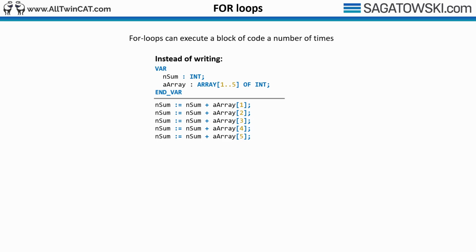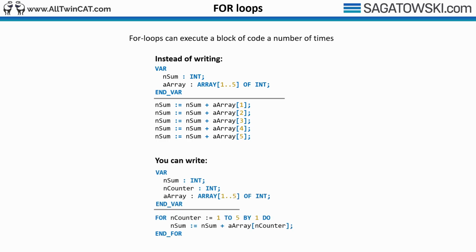Let's assume you are calculating the sum value of an array of size 5. Without a for loop, it could look something like this example. Just imagine how this would look if we had an array with a size of 100. Instead, you could write a for loop.